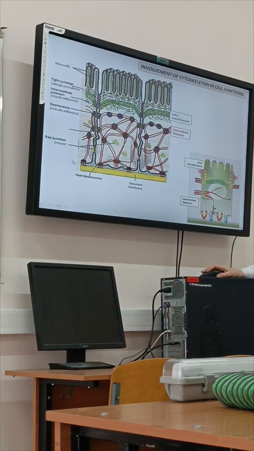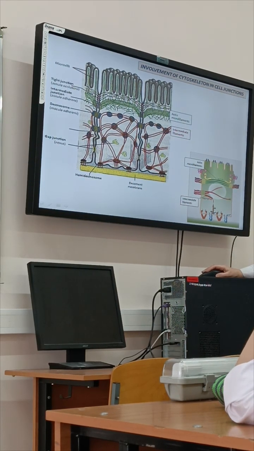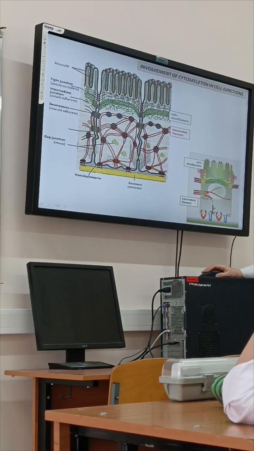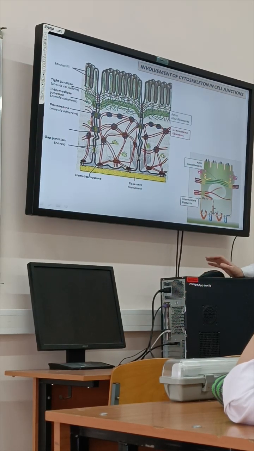Let's look at this diagram. We can see cells that join with each other by junctions. Closer to the apical surface, we can see tight junction all around the cell. Beneath it is belt desmosome, or zonal adherens, also around the cell. Then spot desmosomes, which join with each other by intermediate filaments. And below it, we can see communicating junctions. Well, this is the system of junctions in the cells.